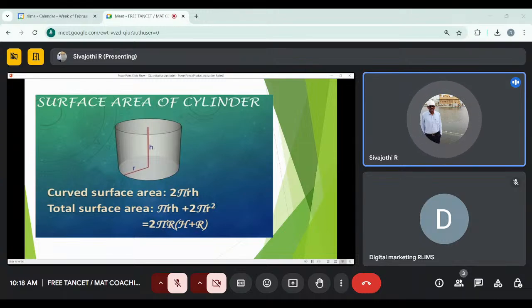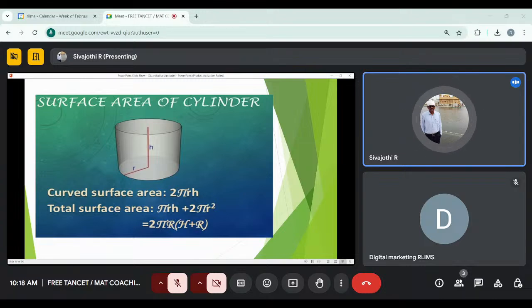Otherwise, if they give the curved surface area as 616 and the height as 14 and ask for the value of r, we put 2 pi r h equal to 616, substitute the value of h, keep r on the left hand side, and solve. Then we get the value of r, which is equal to 7 centimeter. I hope everyone is following the problem.